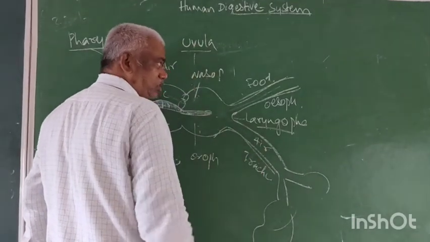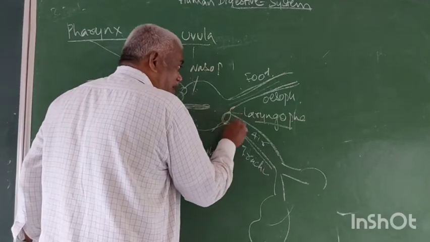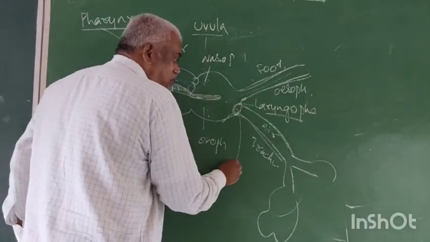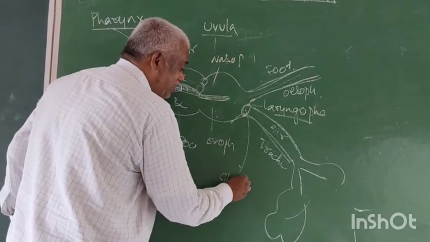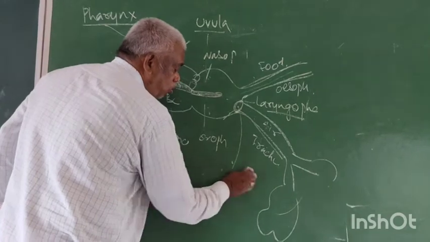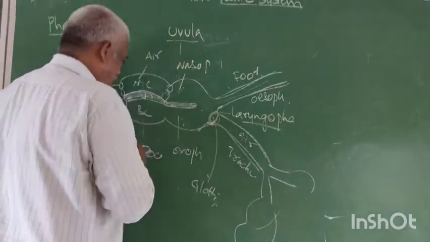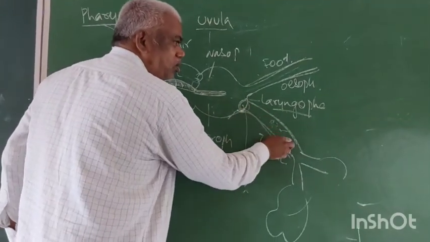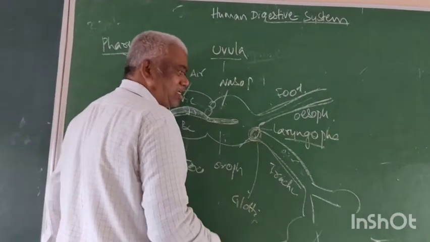Now, see. What is this? Trachea. This is the opening of the trachea. The opening of the trachea is called the glottis. What is the mouth? The opening of the buccal cavity. Now it is a tube, and this tube contains an opening. This opening is called the glottis.